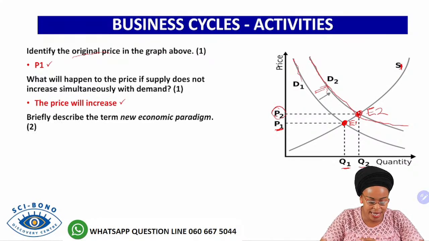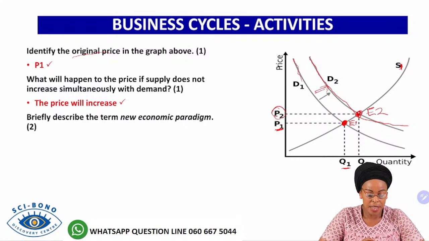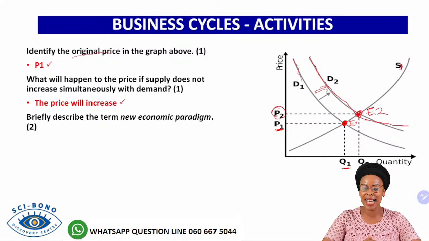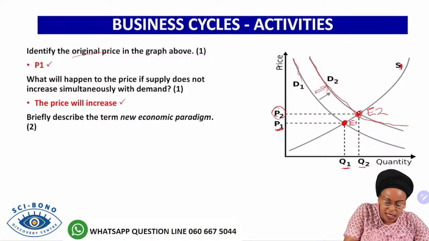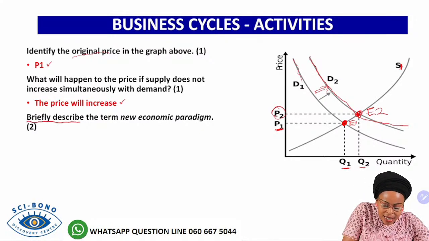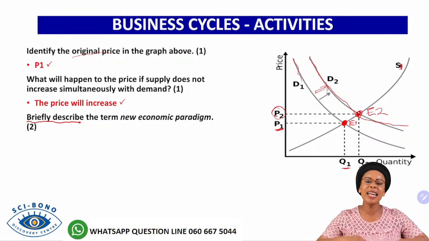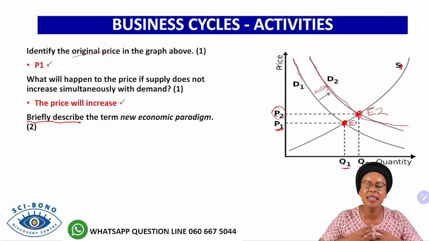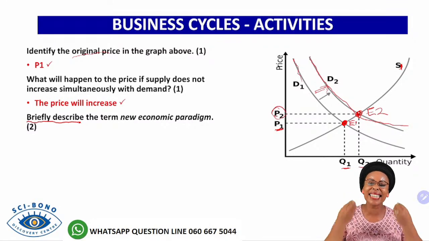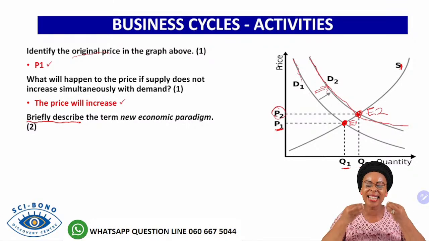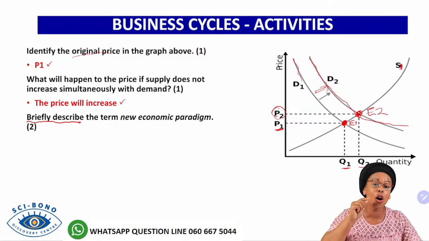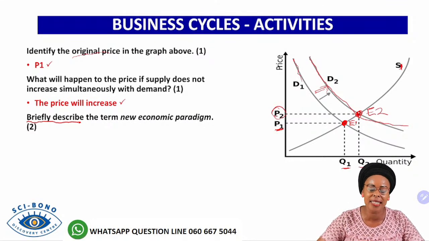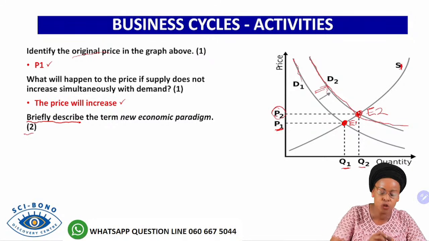Then the question says, briefly describe the new economic paradigm. Because of the words "briefly describe", you don't have to reproduce it the same way as it appears in the textbook. You can describe it in the manner that you understand it. As long as the description is correct, you will earn your 2 marks.